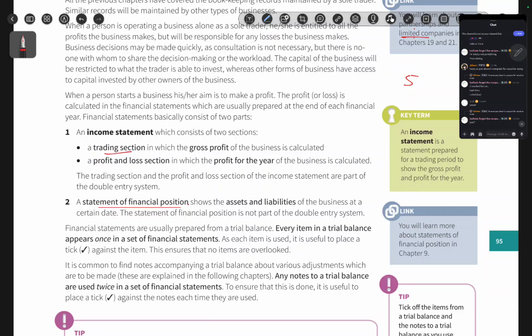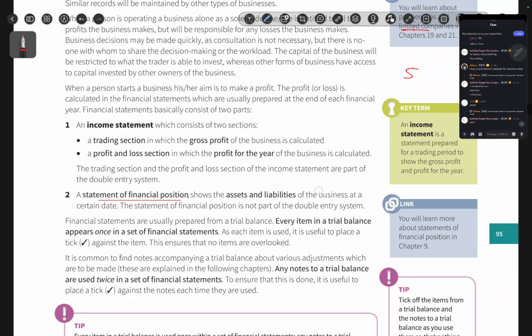When they ask you to make only the trading section of an income statement, then you just calculate to the gross profit and you stop there. When they ask you to make an income statement, and they don't mention anything about the trading section, then you do the whole thing, both of these. And when they ask for the profit and loss section, then you do from gross profit to profit for the year.